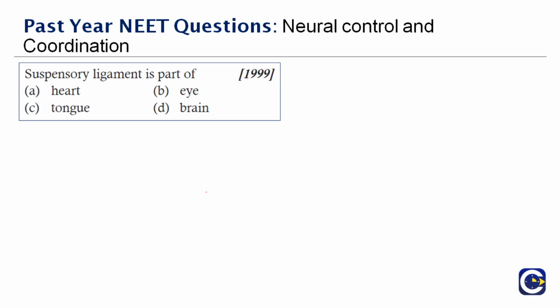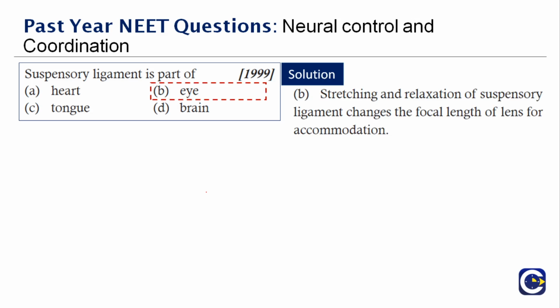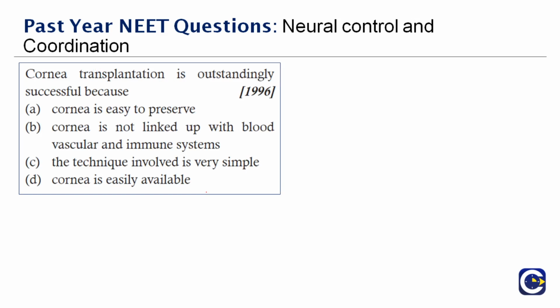Okay, next question here. Suspensory ligament is a part of dash. So what do you mean by suspensory ligament? The suspensory ligament of the lens is a series of fibers that connect the ciliary body of the eye with the lens, holding it in place. It is a part of the eye. Therefore the right answer is option B. And stretching and relaxation of the suspensory ligament changes the focal length of the lens for accommodation. So what does it do? It will change the focal length of the lens for accommodation.